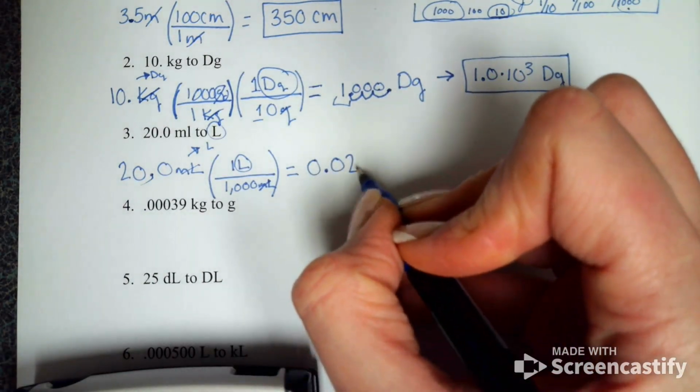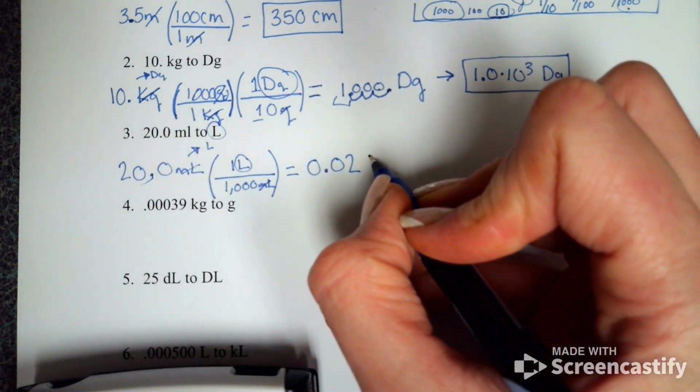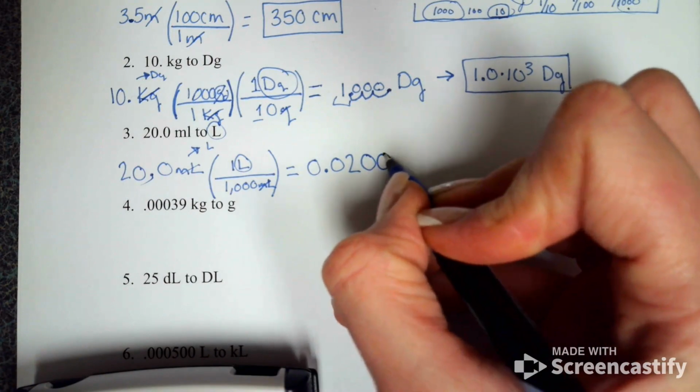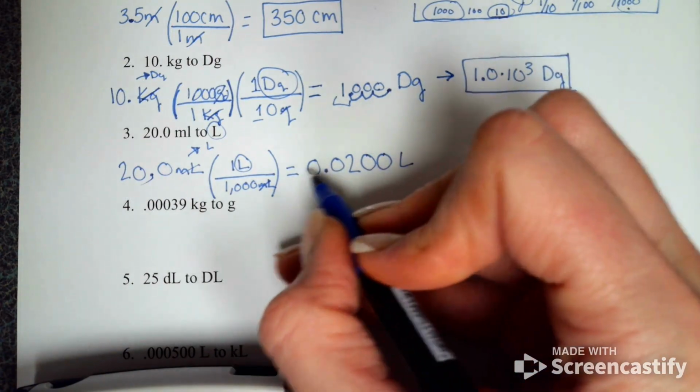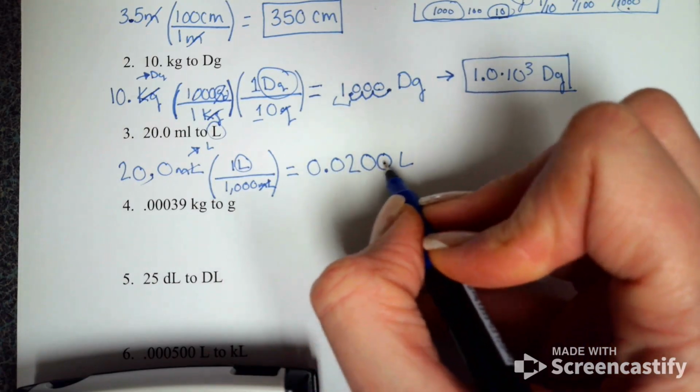Which will give you this, but we need 3 sig figs. So I have to go 1, 2. Leading zeros never count. Trailing zeros count if there's a decimal. So 1, 2, 3 sig figs.